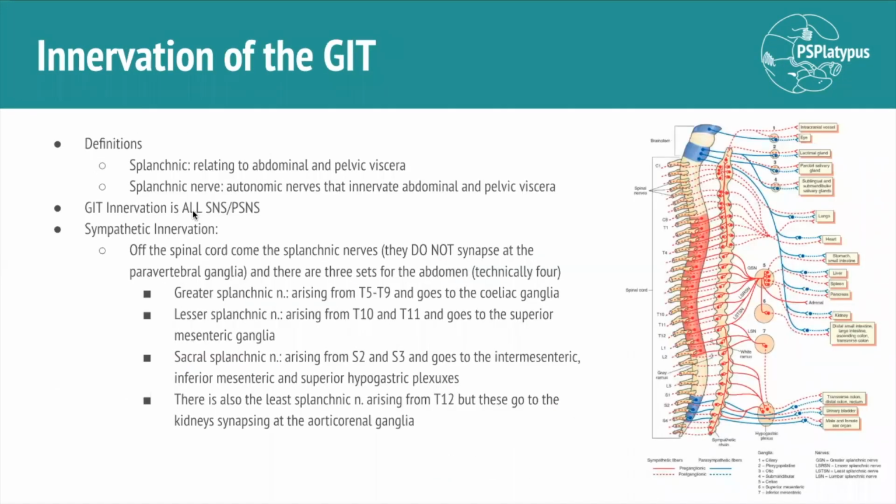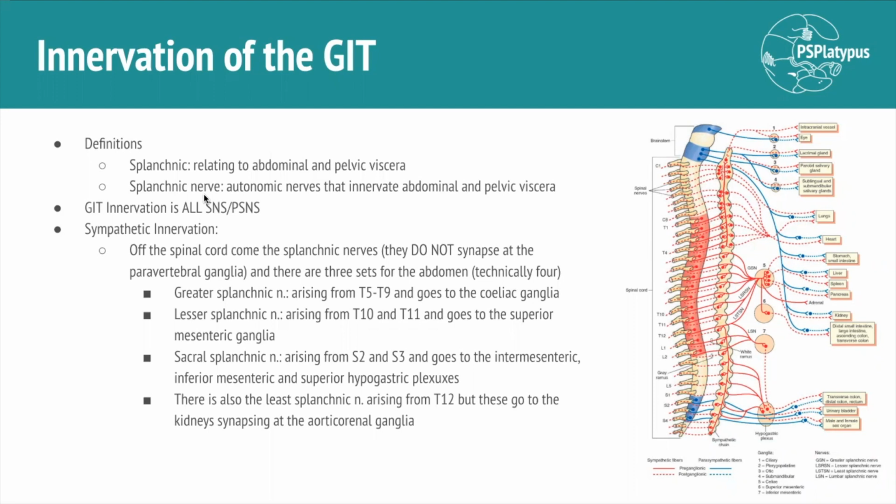So looking at the innervation of the gastrointestinal tract, first of all, we're going to start off with some definitions. Splanchnic means relating to the abdominal and pelvic viscera, and therefore splanchnic nerve means autonomic nerves that innervate abdominal and pelvic viscera. The GIT is completely innervated by our autonomic system.